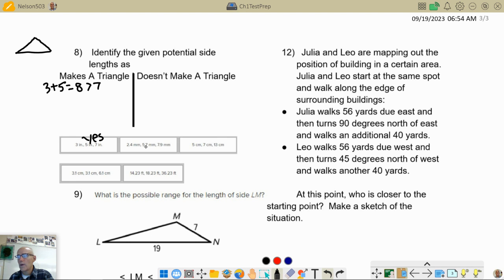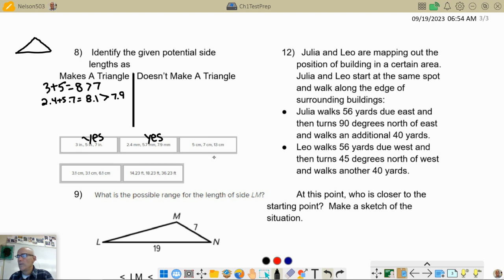2.4 and 5.7. Those two added together equal, let's see, 8.1. So this is a yes. So 2.4 plus 5.7 equals 8.1, which is greater than 7.9. So this is another yes.